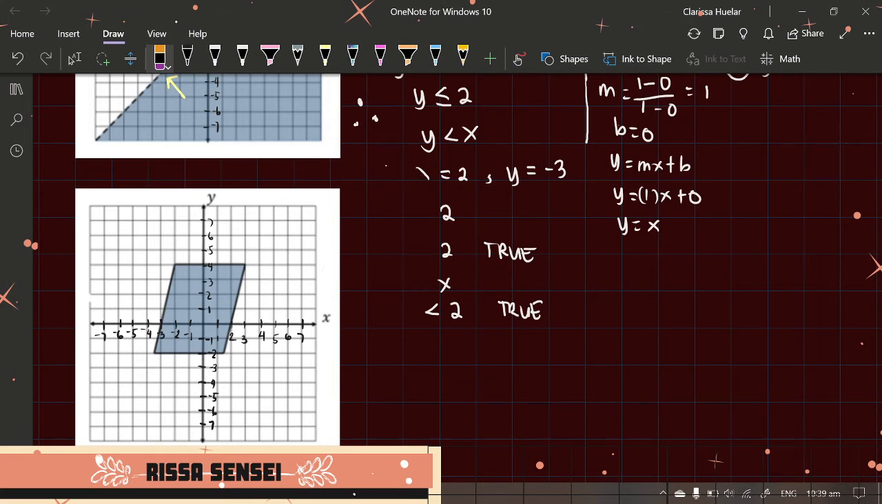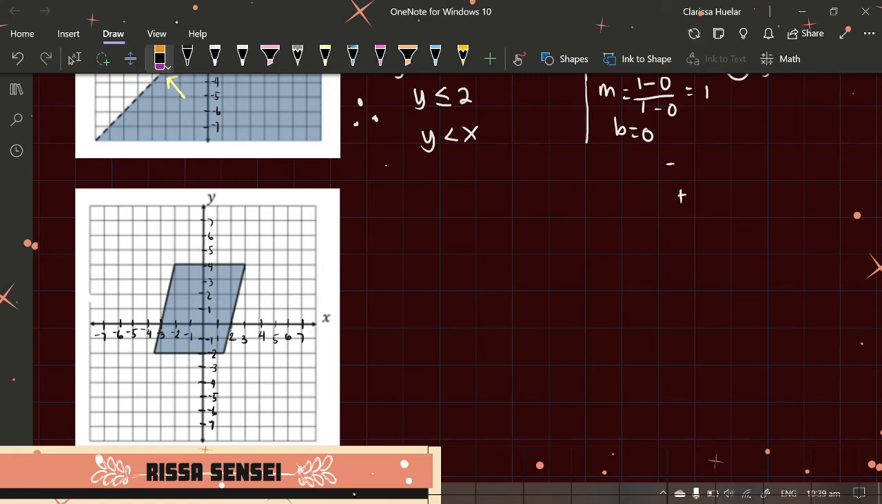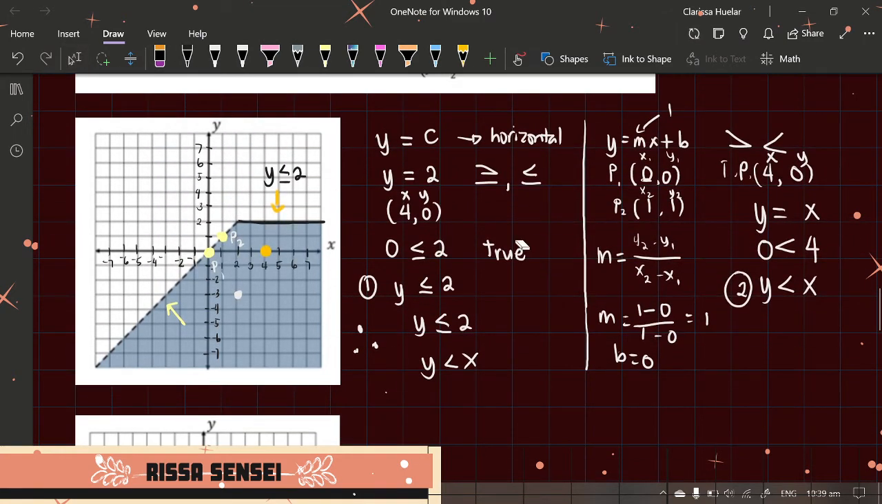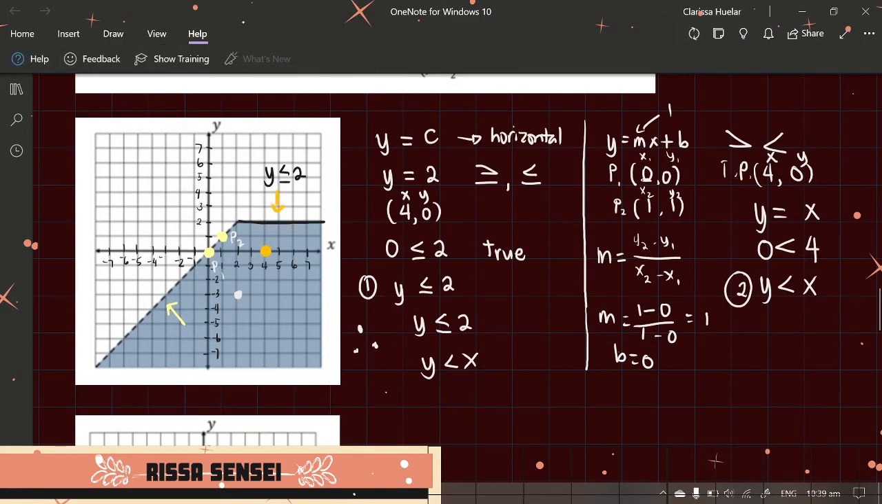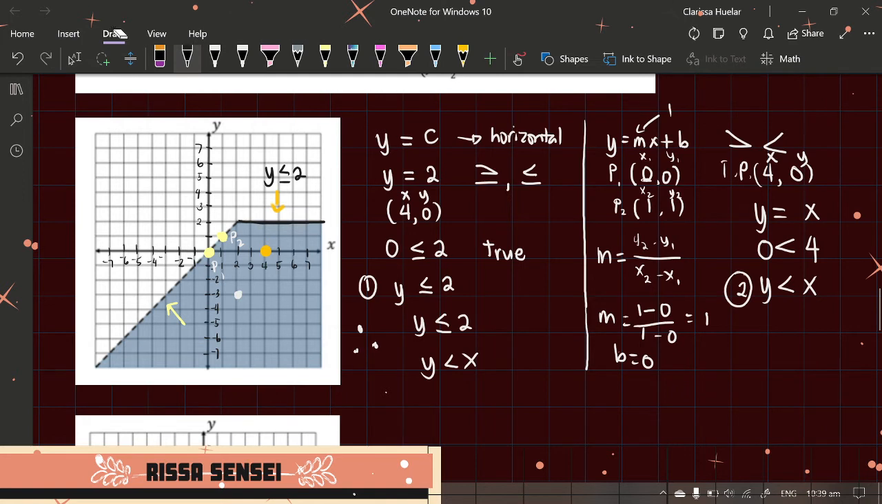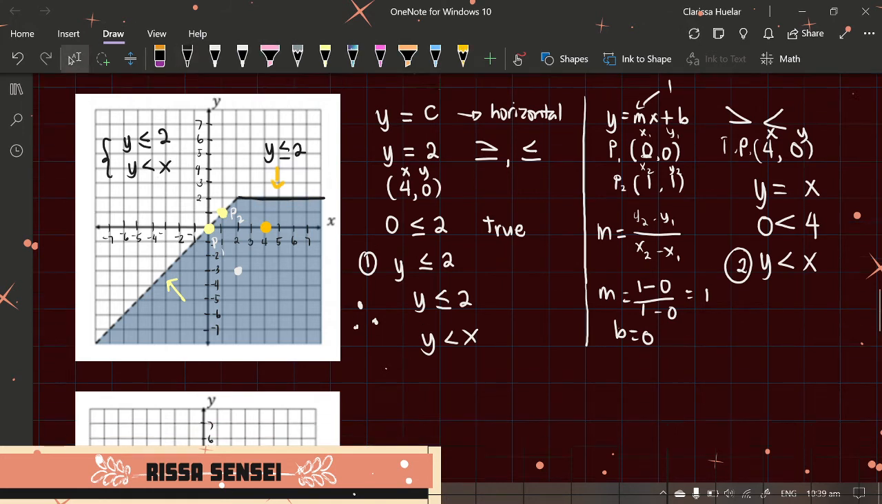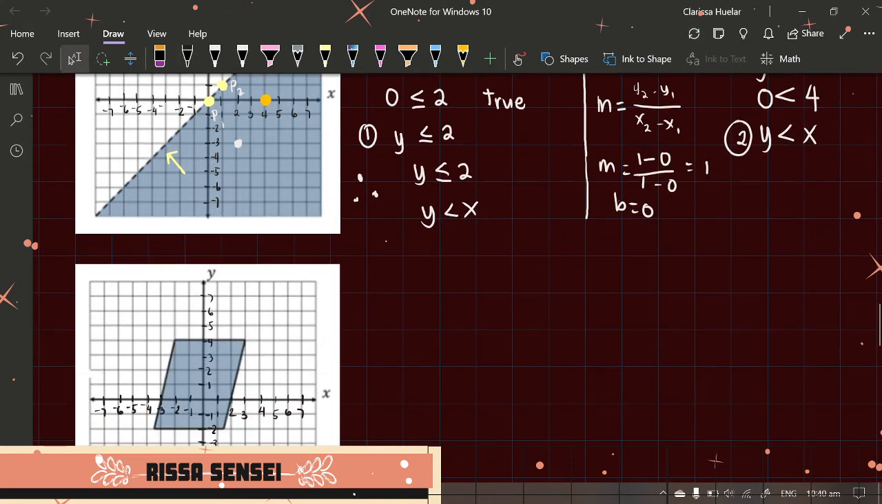Erase mo ito. So, nag-overlap na siya. So, ang sagot dito, yung system. Okay, wala. So, our answer is y less than or equal to 2, y less than x. Ayan. Ngayon, dito tayo sa rhombus.